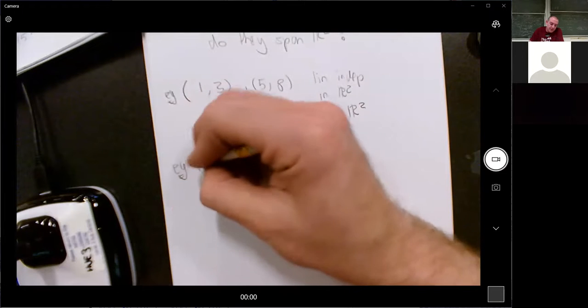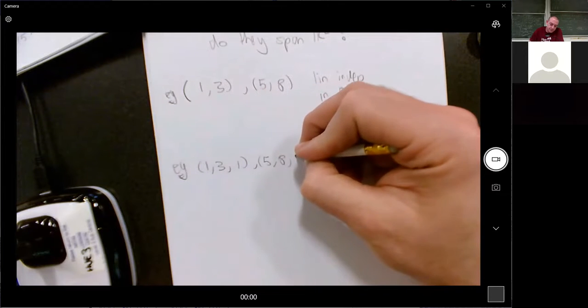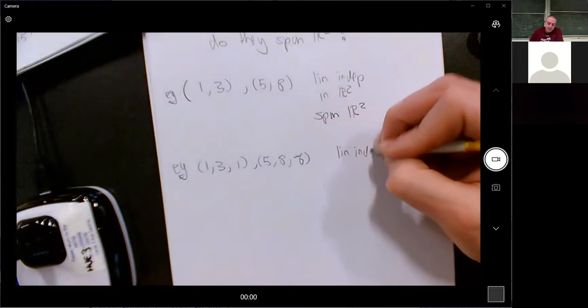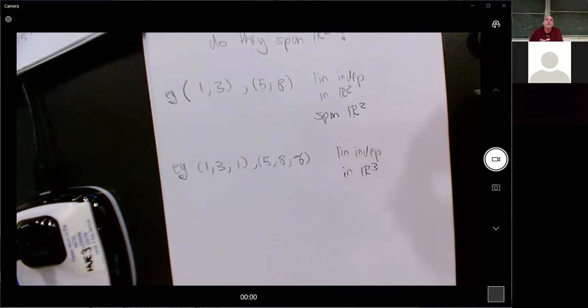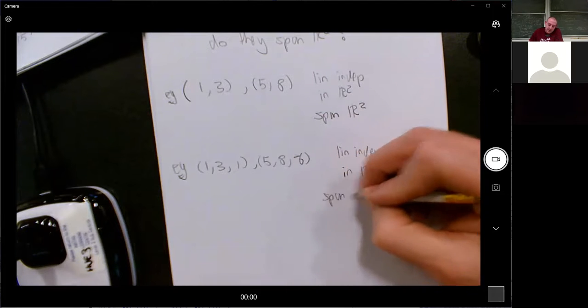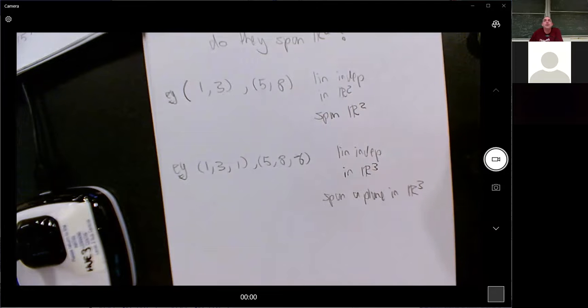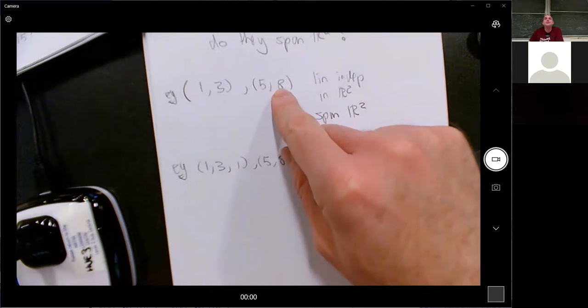But these two vectors, they are linearly independent, but they're not in R2, they're in R3. They can't span R2 because they're not in R2. They span a plane in R3. To be in R2, it means to be a vector that has two coordinates.